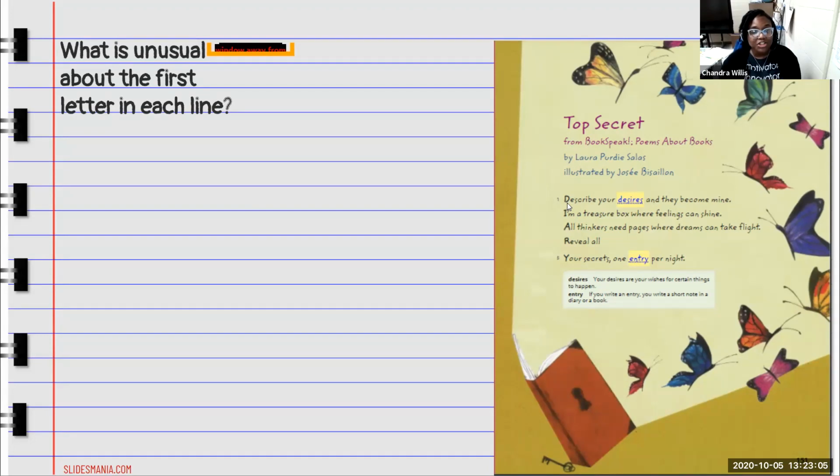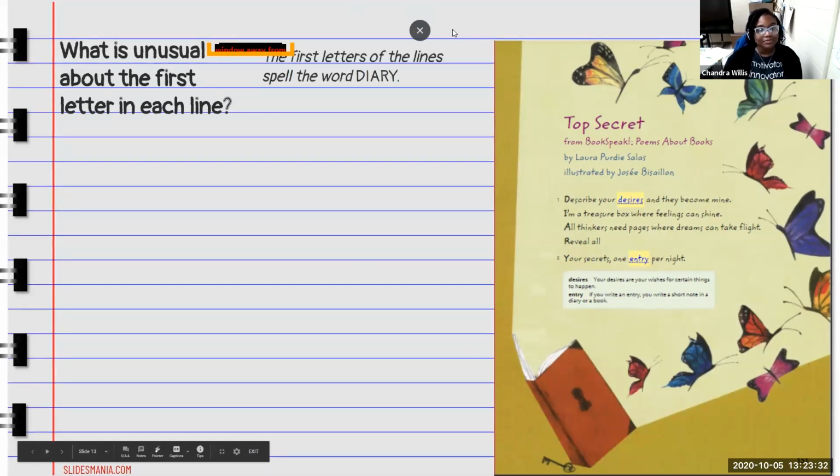All right, everyone, I want you to look at the poem. Look at the first letter in each line. We have a D, an I, an A, an R, and a Y. Look at that word. It makes a word. Going down, it says diary. The title of the poem is called Top Secret. You write all your secrets in a diary, right? So that's what the poem is about. It's about a diary. The first letters of the lines spell the word diary, and that's called an acrostic poem.